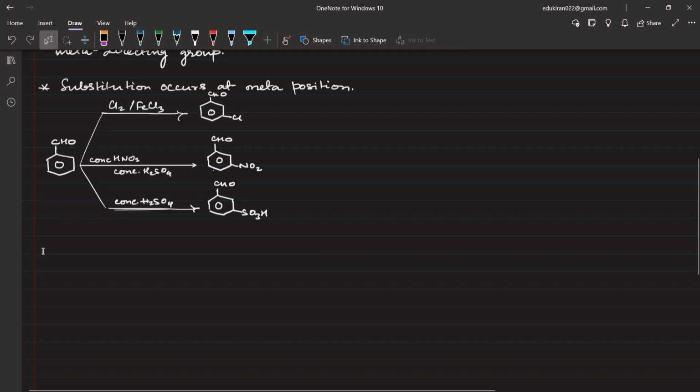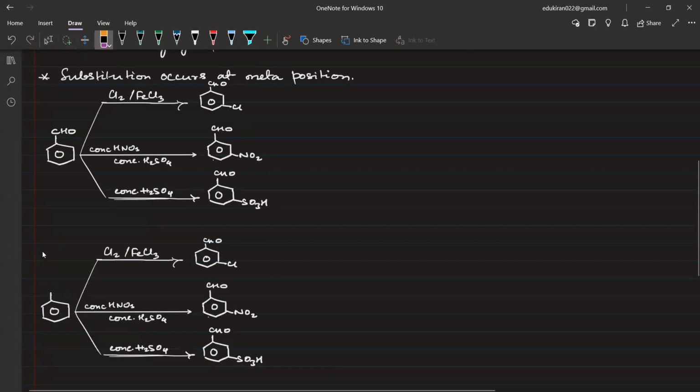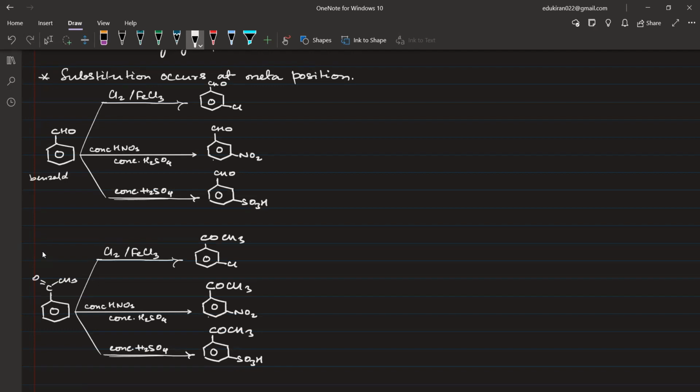Very similar reactions happen with acetophenone. Acetophenone also gives similar reactions, but instead of CHO, you will have COCH3, C double bond O, CH3. Benzene ring attached to carbonyl carbon. Here also you'll have COCH3. Here also you'll have COCH3. This is benzaldehyde. This is acetophenone.